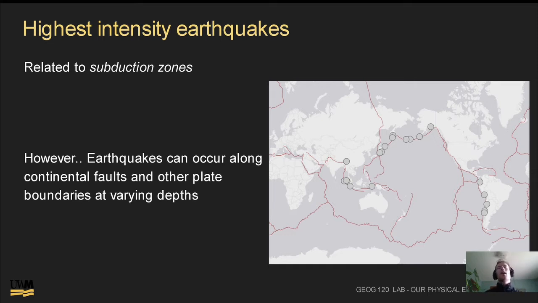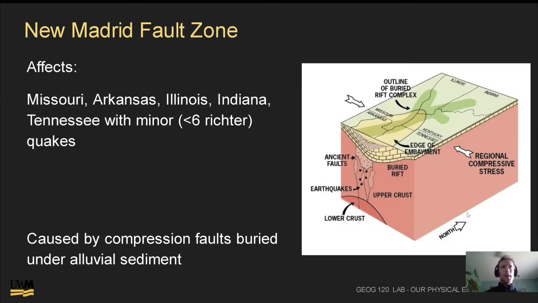So these greatest intensity earthquakes all seem to occur along the Pacific Ocean on what we call the Ring of Fire. I'm going to talk about that in a minute.